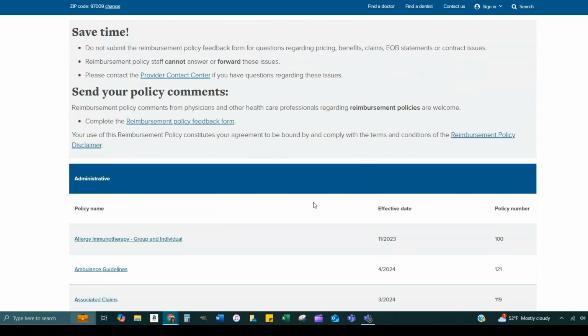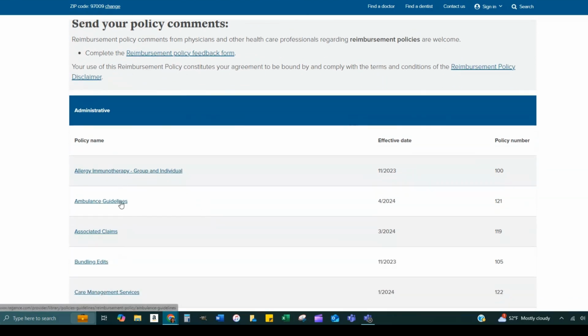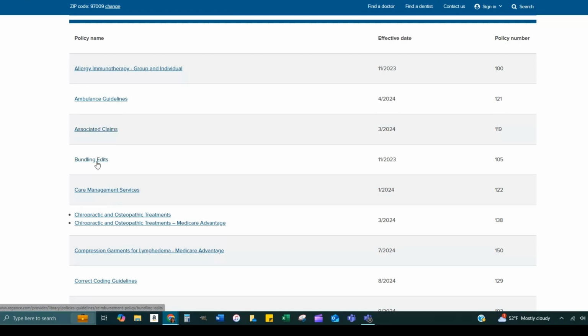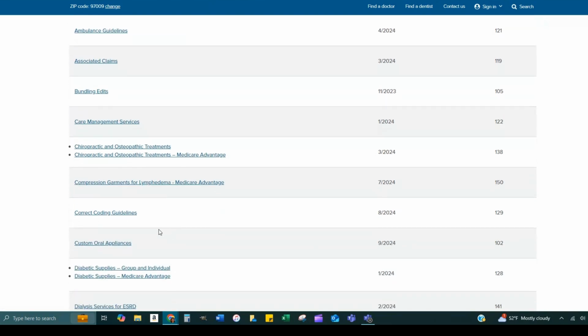All right, so now we're going to scroll down and they put different categories. So you can see administrative and then their policy name, when it was effective, and the policy number. And these are all hyperlinks. So if you're like, ooh, I'm in allergy and immunology, I need to look at this. And I'm actually billing under an individual, not a group. It doesn't matter because you can look up both here, right? Ambulance guidelines, associated claims, bundling edits, huge, depending on what specialty you're in. Care management, chiropractic and osteopathic treatments like OMM, osteopathic manipulation treatment that DOs do. Here's the Medicare Advantage guideline that's separate.